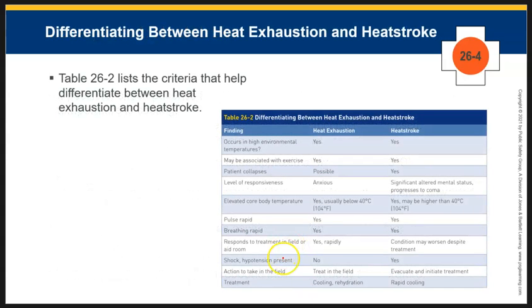Differentiating between heat exhaustion and heat stroke is summarized for us right here. They're both going to be due to high environmental temperatures. They might be associated with exercise, but the real key is right here around that altered mental status that we see in a patient who has heat stroke. The internal temperature, kind of 104, is sort of the boundary between those two. They're both going to be tachycardic with an elevated pulse. But hopefully, in the case of heat exhaustion, our field treatment helps that patient. We need to make sure that we evacuate the patient in the case of heat stroke.